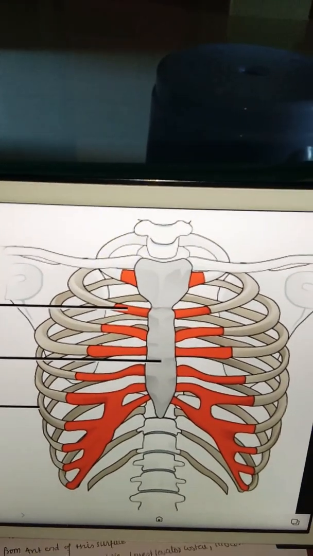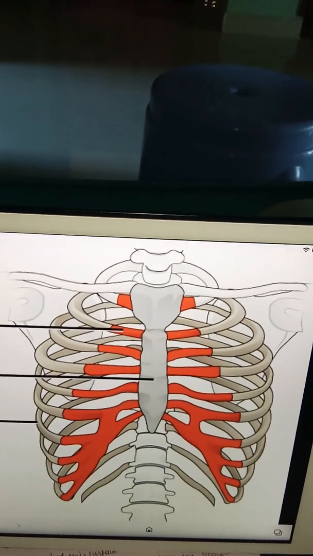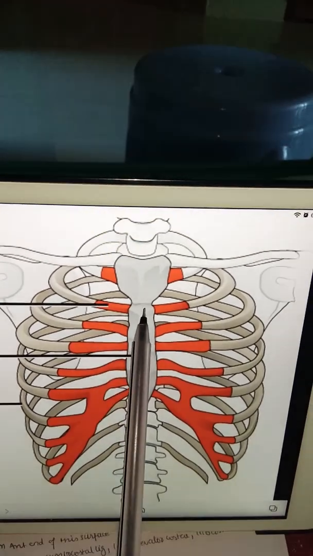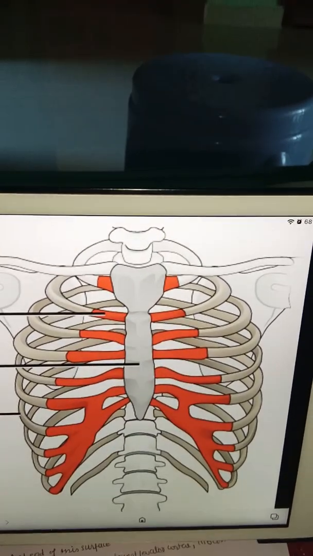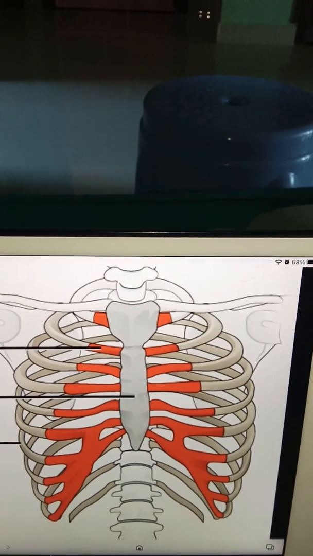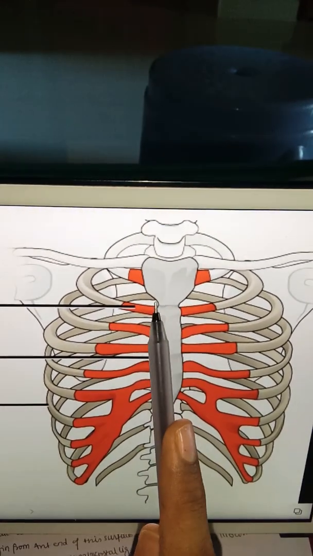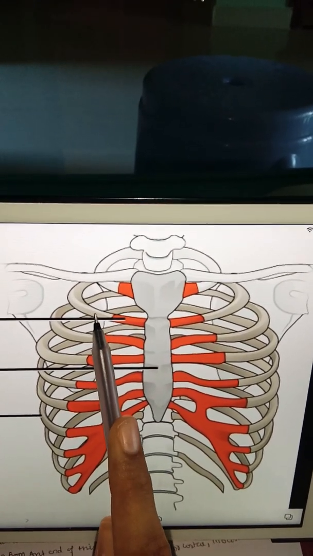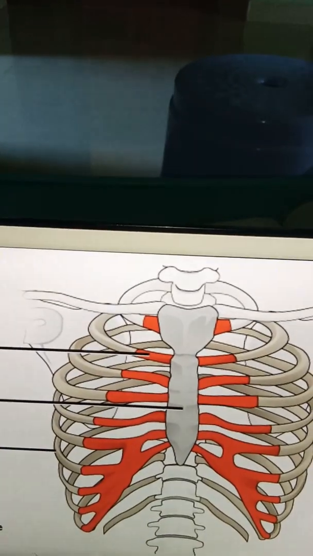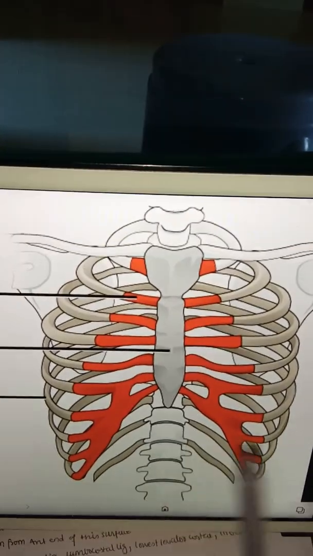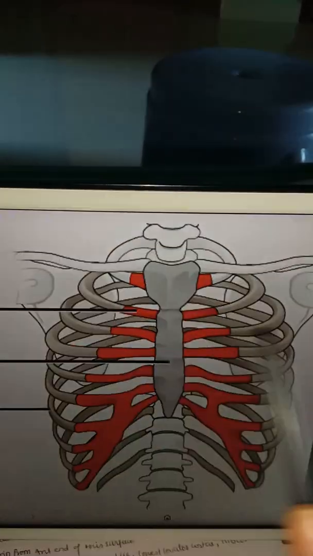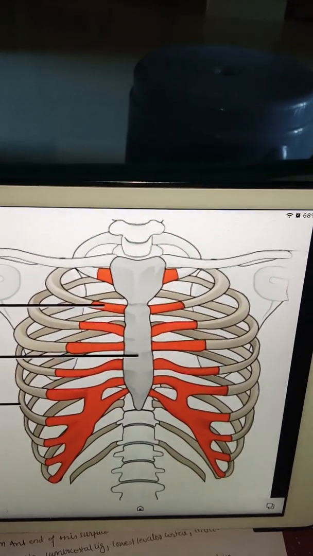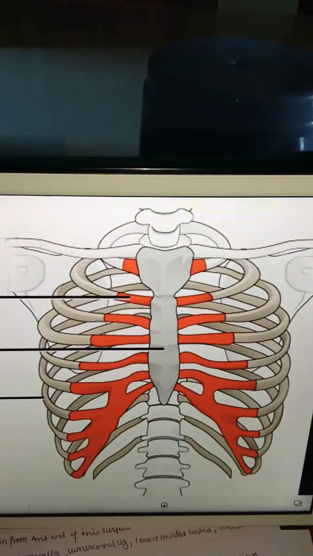And next you can see that mainly the cartilage has two borders. There is a superior and inferior border. You can see this is a superior border and this is an inferior border. And next, it has 2 ends. You can see this is a medial end and this is a lateral end. Medially it will attach with the sternum, laterally it will attach with the respective numerical rib. And next you have 2 surfaces. Of course, this is the anterior surface, and posteriorly it will communicate with the pleura of the lungs, etc. Anteriorly you can see it is communicating out of the chest wall.